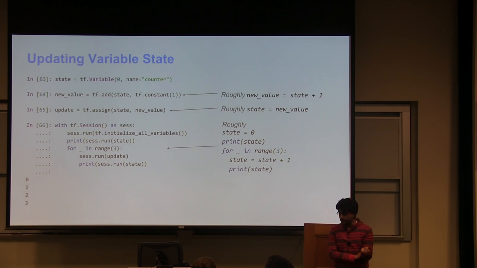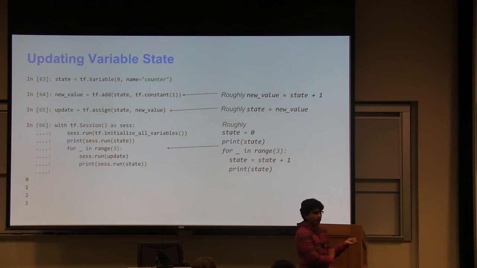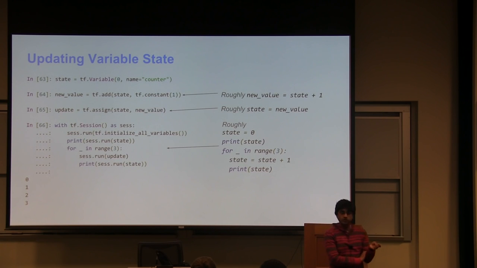What we're doing is we have two operations: a tf.add operation and a tf.assign. One thing to note is that when we make this new value by calling the TensorFlow add operation on state and on the constant 1, we are not updating the original state. We're just making a new tensor in the graph that happens to have the value 1 plus whatever is in the variable counter. It's only when we call assign to explicitly overwrite what's held within the counter variable that we update it.